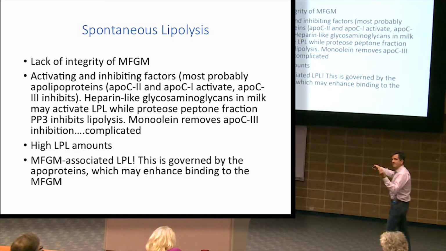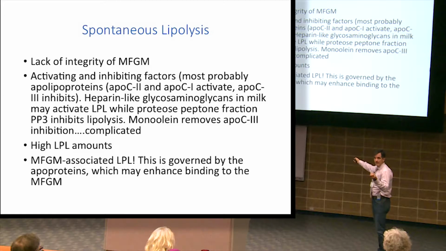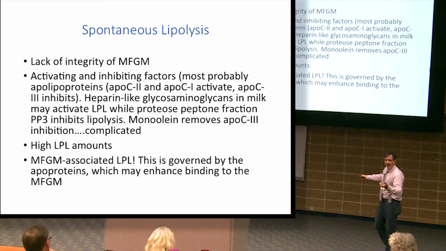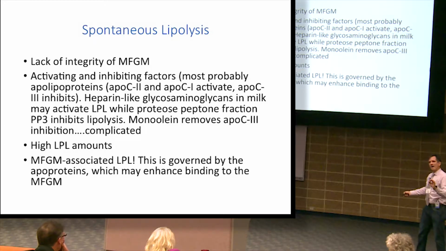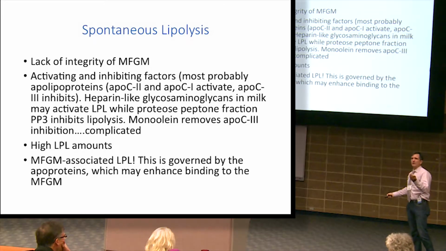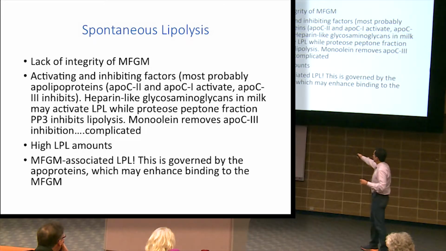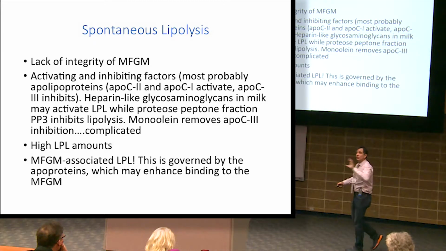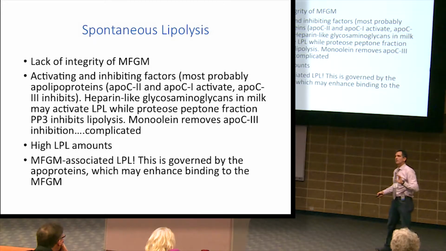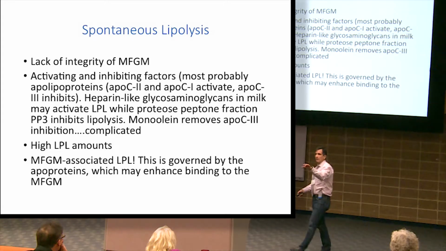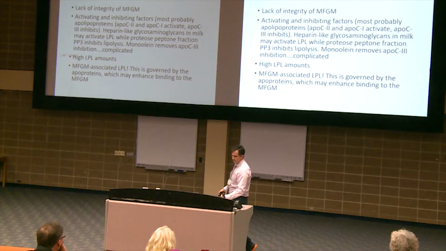Obviously, if your milk has inherently a lot of lipoprotein lipase, that's probably a factor in it. Even though it's so active and there's so much to start off, I don't think we should start measuring that stuff. And then some people have focused on the lipoprotein lipase that is actually stuck to the milk fat globule membrane, whether that is important or not. And this is governed by all of these apoproteins, which may enhance binding to the milk fat globule membrane. We're always coming back to this milk fat globule membrane.